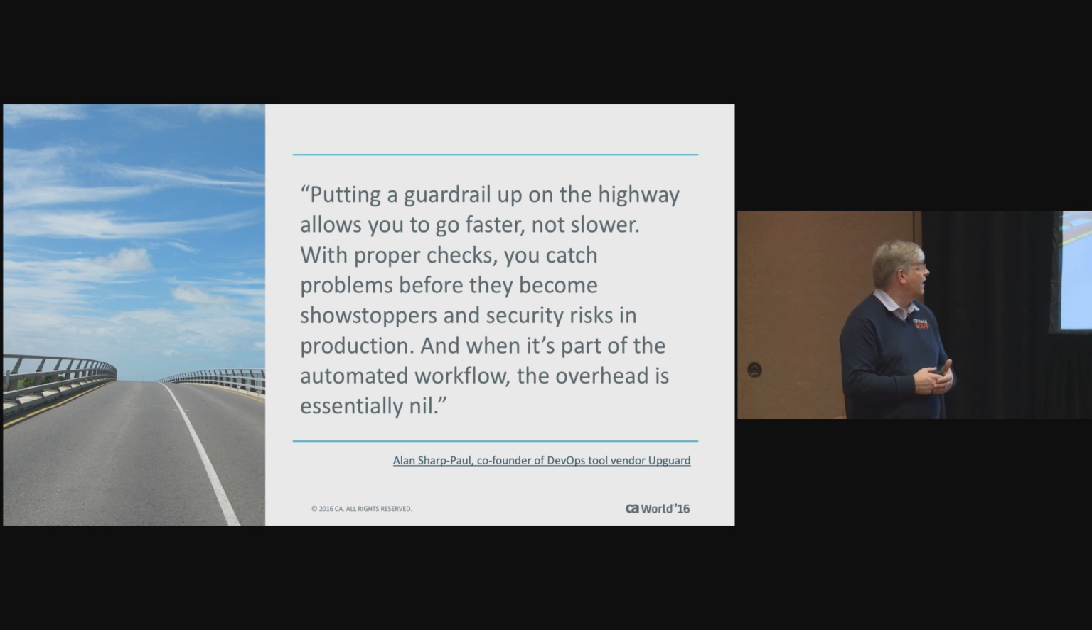So as it says here, putting a guardrail on your highway allows you to go faster, not slower. Because if you drive fast on a motorway, the guardrail is there to protect you, to keep you on that road. So as you go faster, it keeps you safe. It's not there to stop you going fast. And you need to think of that with DevOps. We're here to help you speed up your cycles, but speed it up in a safe, secure, quality way.